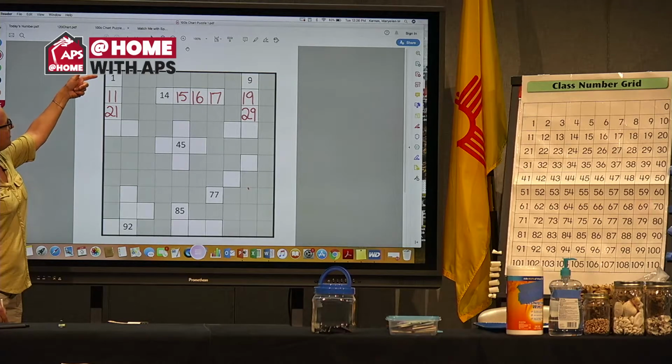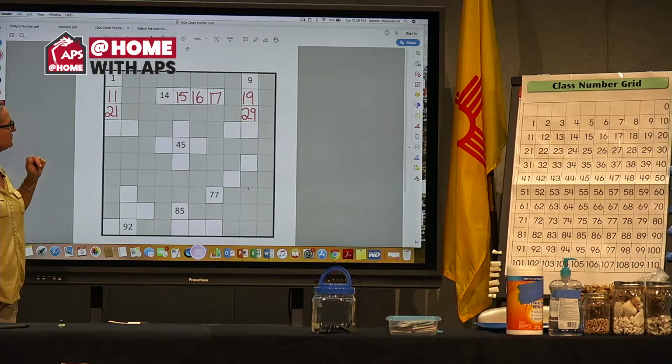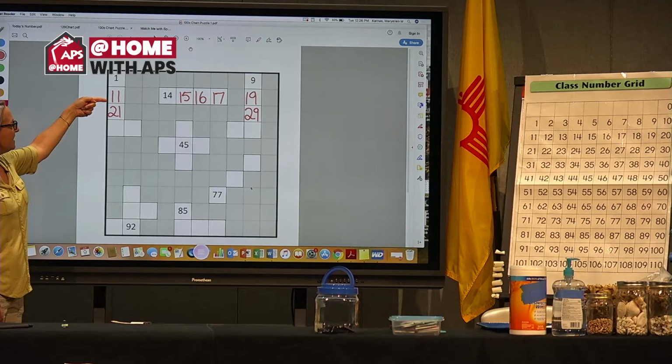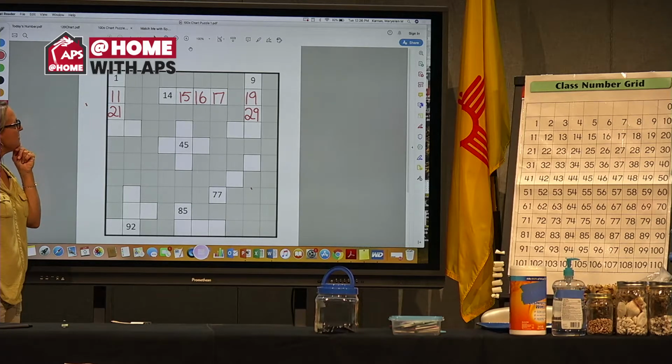Okay, let's think about the pattern we have going down here to fill in this first box. We have 1 and 10 more is 11, and 10 more is 21. What do you notice about those numbers? The digits.